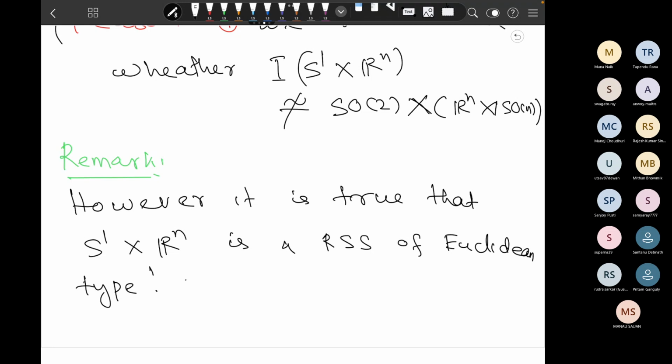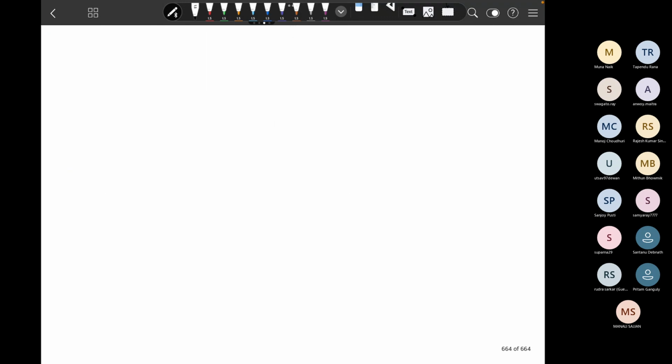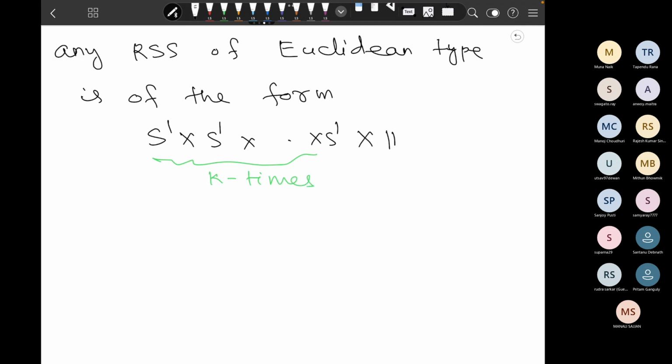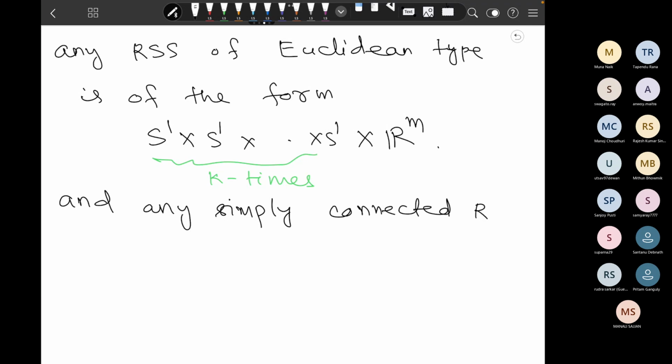Okay. So also it is known that any Riemannian symmetric space of Euclidean type is of the form S1 cross S1 cross ... times R to the power n, and any simply connected Riemannian symmetric space of Euclidean type is isometric to Rn.